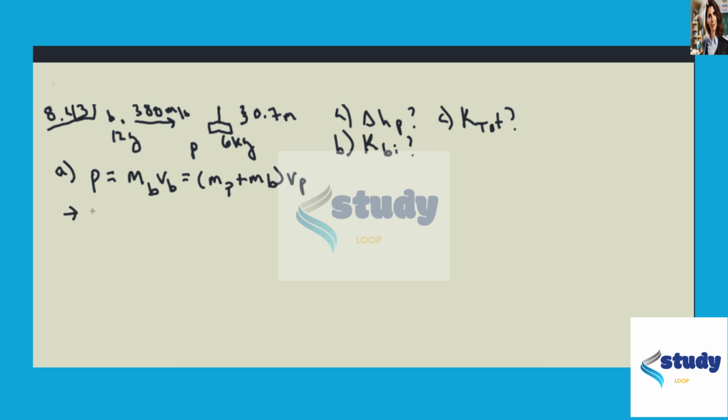So the speed of the pendulum is going to be equal to this ratio of the masses of the things that are moving before and after the collision times the initial speed of the bullet. And now this works out to be 0.758 meters per second.